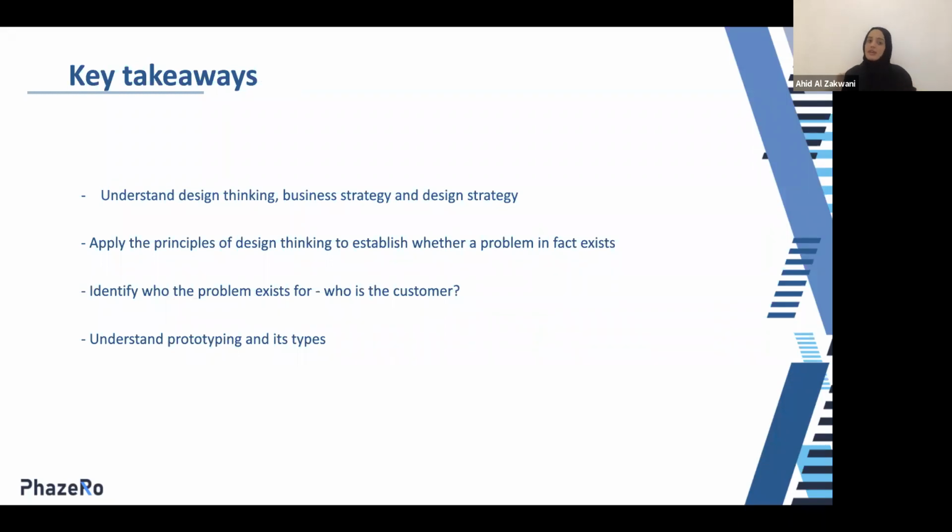So the key takeaways from this session, we now know what is design thinking, what is business strategy, and what is design strategy. And we now know how to apply principles of design thinking to establish or know either this problem exists or not. And then we know how to have a persona and to identify if this problem exists or not. And at the end, we understood different types of prototyping and knew what are prototypes.